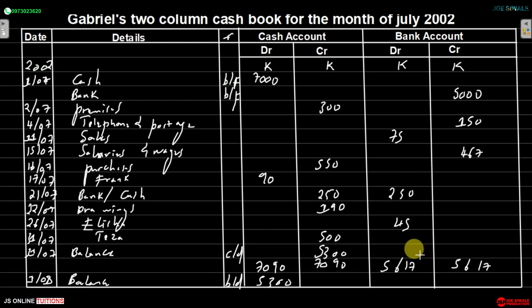Here we're supposed to find our balance carried down on the debit side. And how we find the balance carried down, you just say the larger amount that you have found, which is the total, minus the difference, which is the total of the debit side. So we're going to say 5,617 minus 370. The answer that I'm having is 5,247. And to bring it down, to find our balance brought down here, we're going to record it on the credit side as 5,247. So that's how you can draw up the two-column cash book.